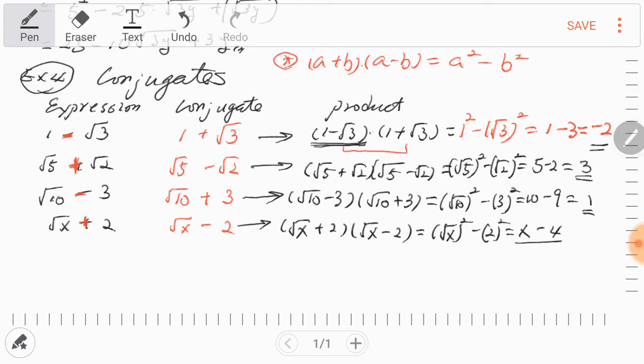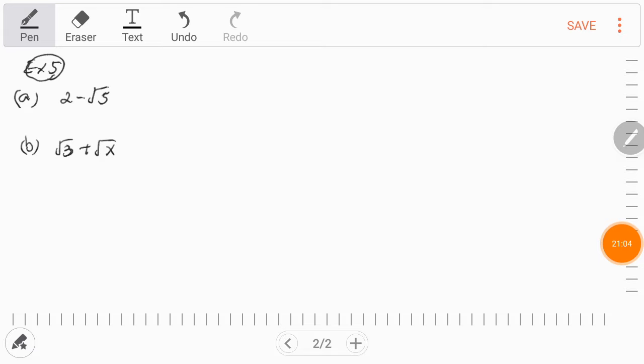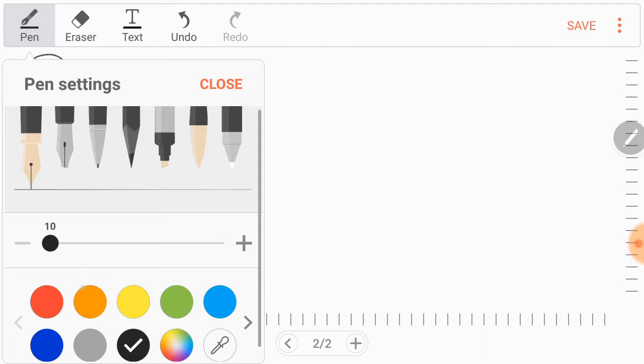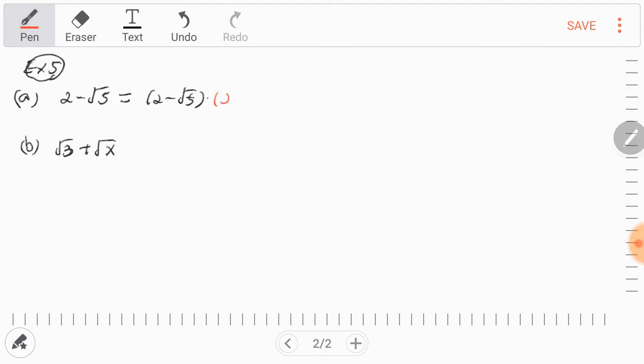Okay, let's do a little bit more exercise. Let's multiply this binomial by its conjugate. I will multiply 2 minus square root of 5 by its conjugate. What is the conjugate? 2 plus square root of 5, because this is minus, we make it plus. That is equal to a squared minus b squared: 2 squared minus square root of 5 squared, so 4 minus 5, which is negative 1.